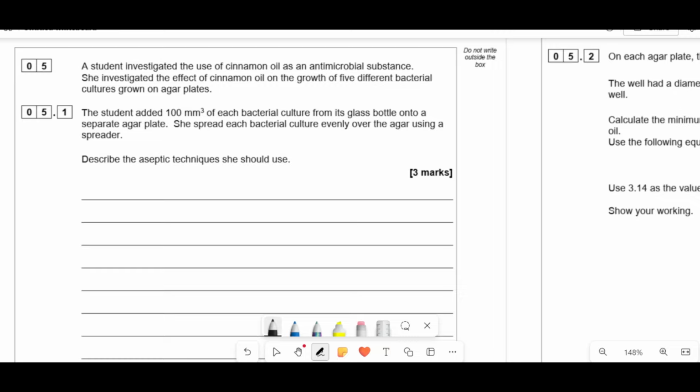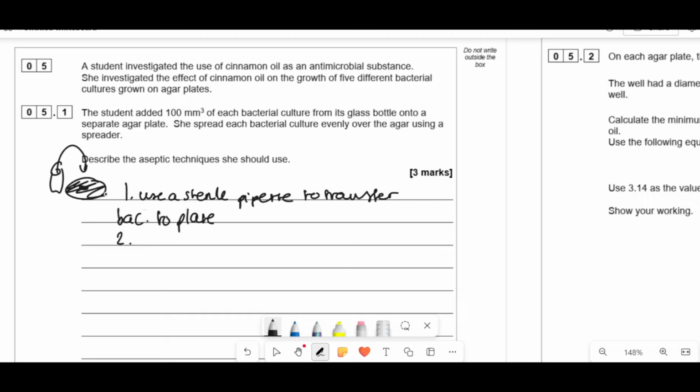Number one, here, they've added this much bacterial culture from a glass bottle onto a plate. What you need to do is take it out of the bottle and put it on the plate somehow, right? And then once you put it on the plate, you don't want it all just concentrated here. You want to spread it out. Think about it step by step. So number one is to get it out and put it on there. You use a sterile pipette to transfer bacteria onto the plate. All right, bacteria for short to plate. Then number two is you want to spread it out.